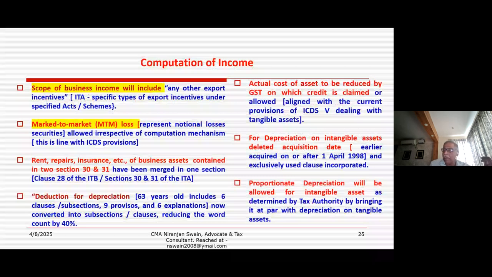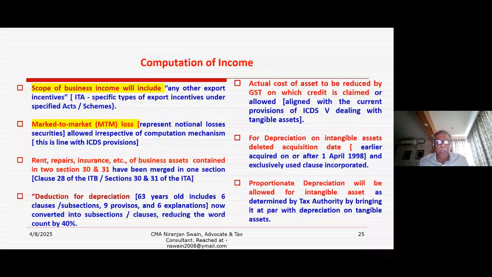Now they expanded that. It is not only restricted to the Customs Act, not only restricted to the foreign trade policy, not only restricted to the specified policy, but any other incentive you are receiving and that appears in your profit and loss account is also nothing but business income, and you have to take it into computation of taxation.